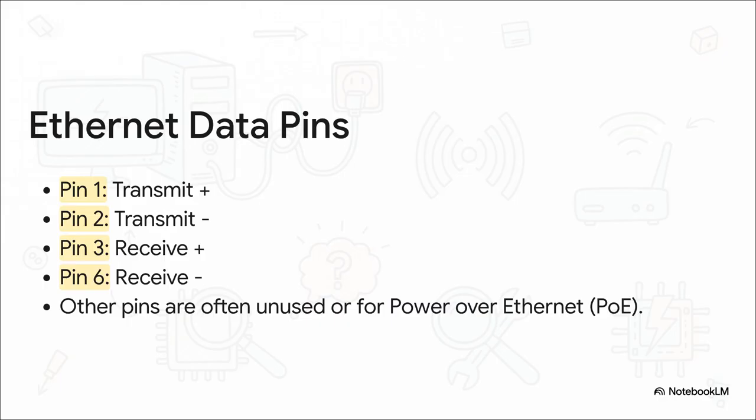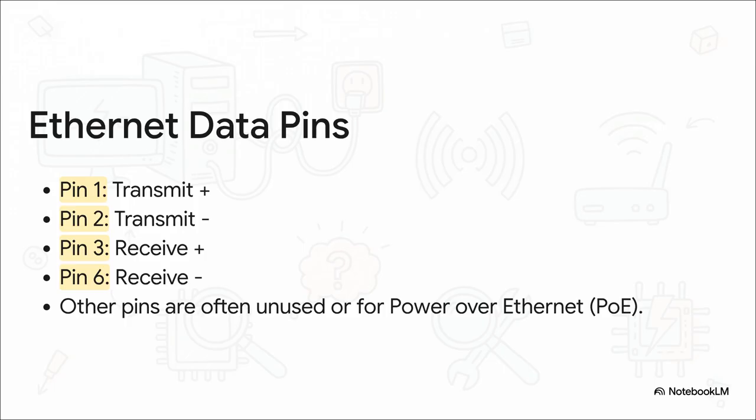So here's a cool little secret. Even though there are 8 wires inside that connector, for most standard internet connections, only 4 of them are actually doing the heavy lifting. As you can see here, pins 1 and 2 are for transmitting data out, and pins 3 and 6 are for receiving data in. So what about the other 4?